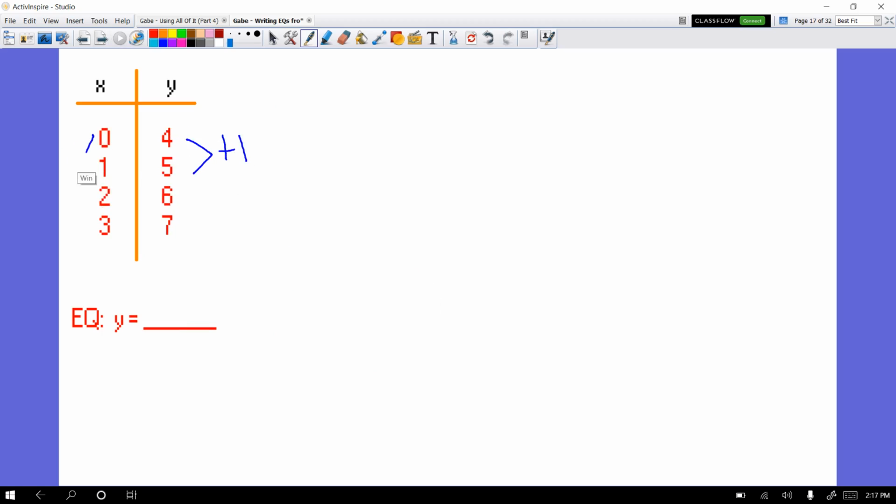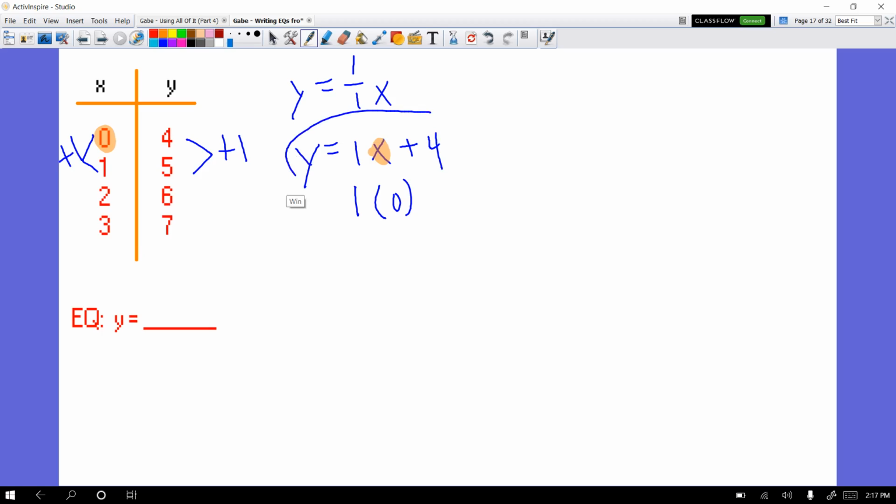Plus 1. Plus 1. We got y equals 1 over 1x, or just y equals 1x. I'm going to pick 0 as my x value, plug it into x. Let's find out what I need to add or subtract. 1 times 0 is 0. How do I get to 4? Plus 4. 0 plus 4 is 4.